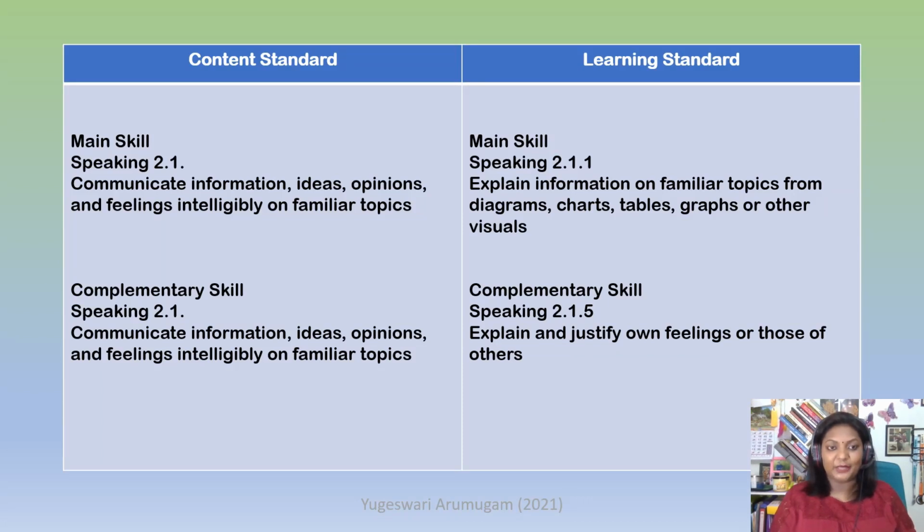To begin with, we will look into the content and learning standards. The content standard for both main skill and complementary skill is similar, which is Speaking 2.1. Communicate information, ideas, opinions, and feeling intelligibly on familiar topics. On the other hand, the learning standard for main skill is Speaking 2.1.1. Explain information on familiar topics from diagrams, charts, tables, graphs, or other visual.